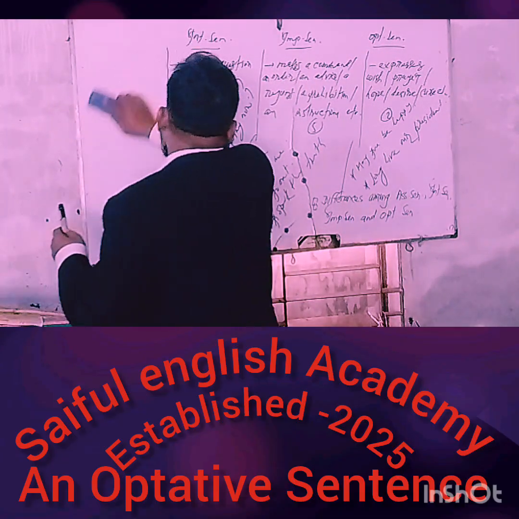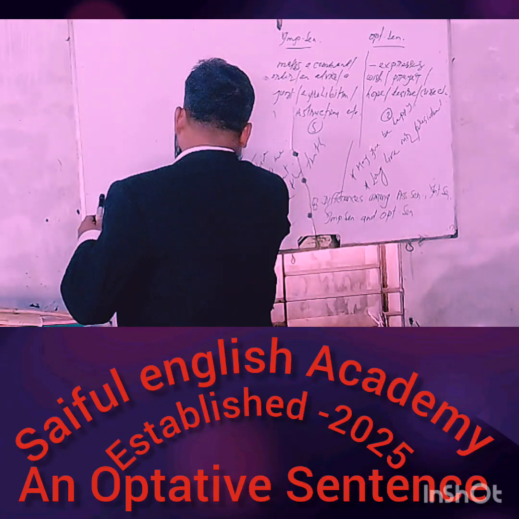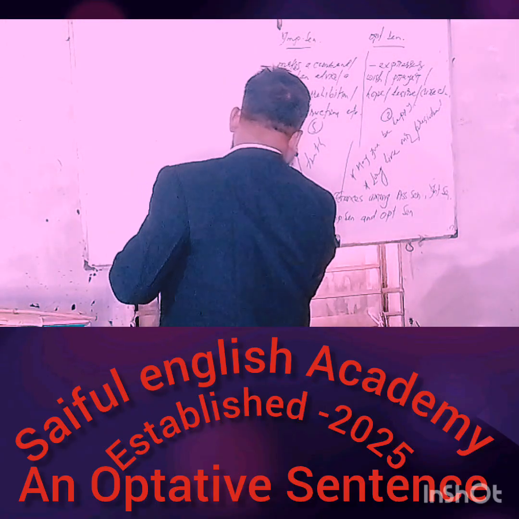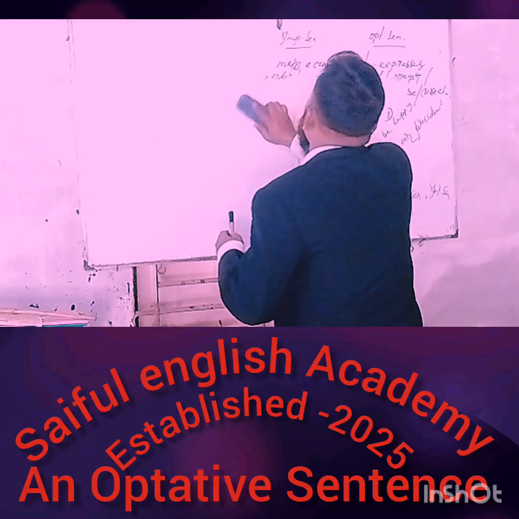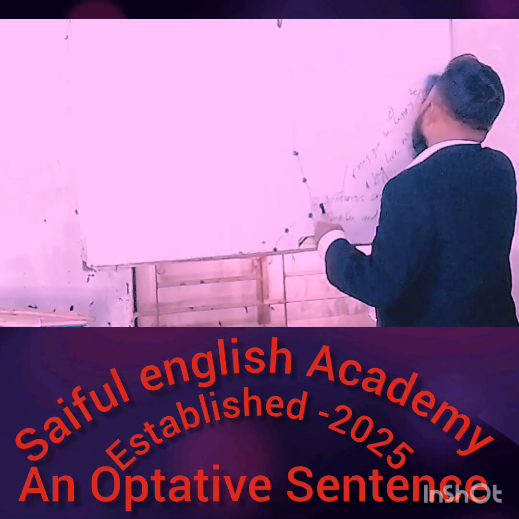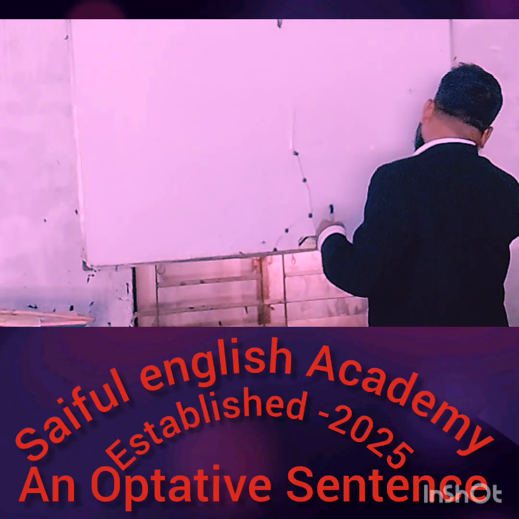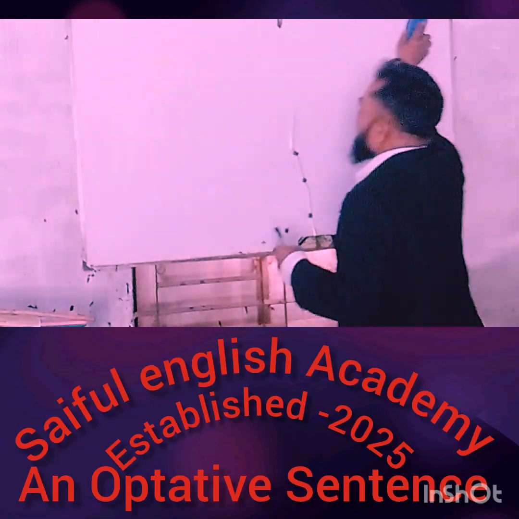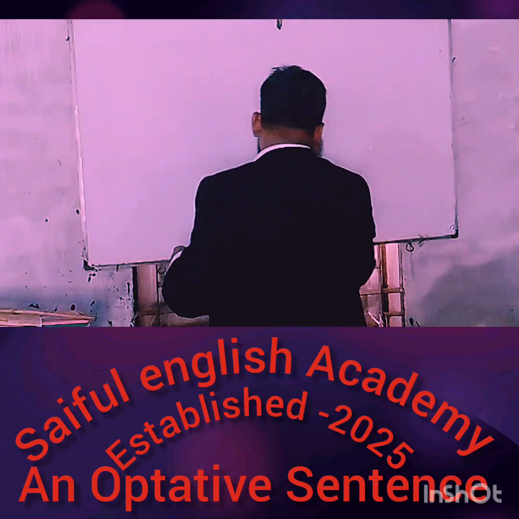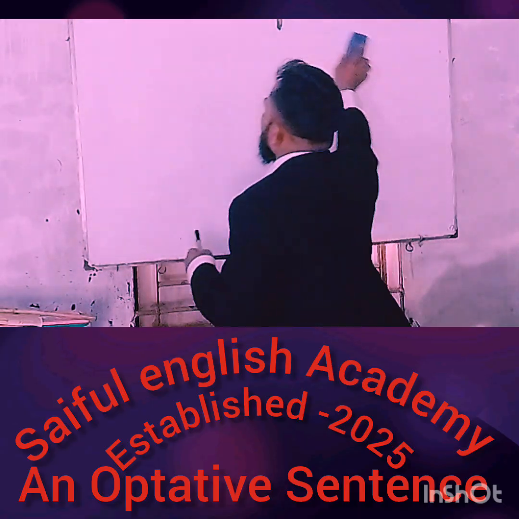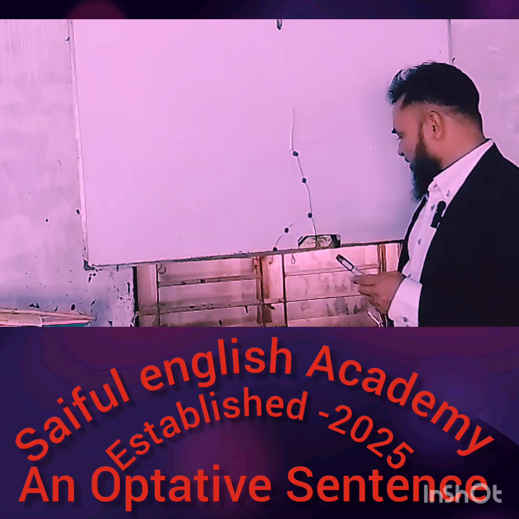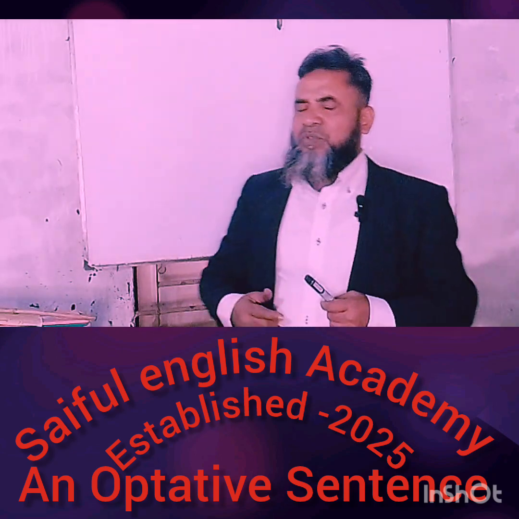My dear learners, I was trying to make you understand the relationship and differences among these four categories of sentences: an assertive sentence, an interrogative sentence, an imperative sentence, and an optative sentence. My dear learners, hope you have understood clearly.